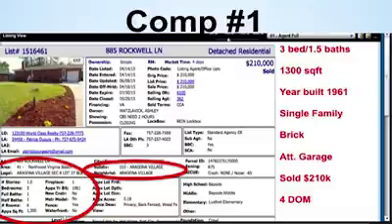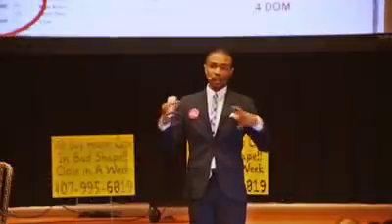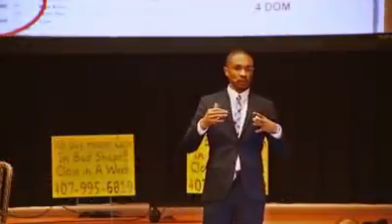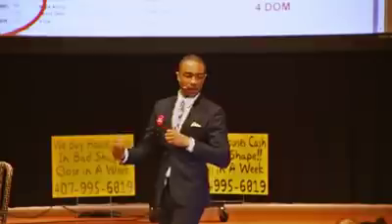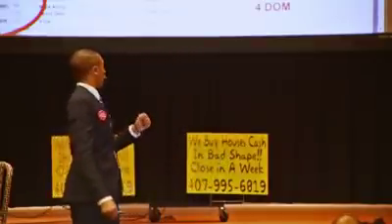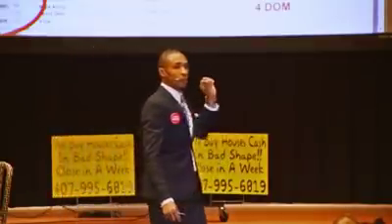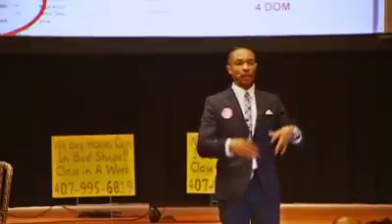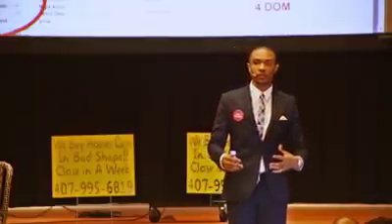Y'all see that? If you look at this property on the bigger circle, that's a 3, 1.5. It's 1,300 square feet, 1,600 square feet bigger, and built in 1961. You see how close in comps that is? Can y'all see that? All right. And this is the property I rehab. So when I'm doing my ARV, I'm looking for rehab properties in that area.